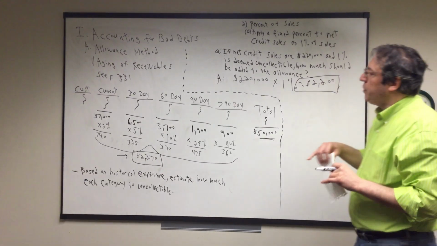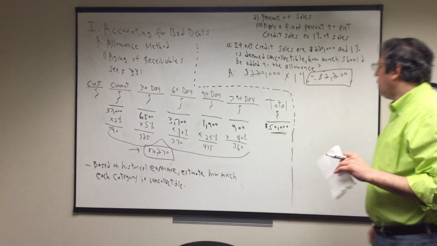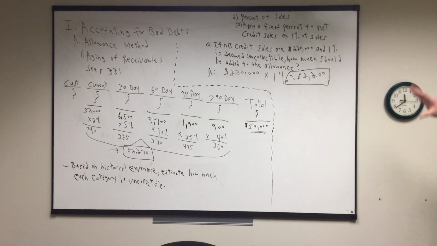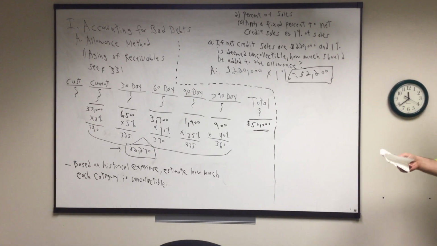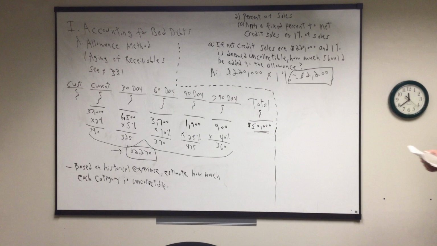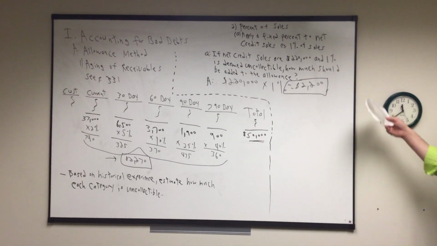And under the aging method, we age the receivables and we determine a balance for the allowance. All right, so those are the two ways to do the allowance method, which is pretty much what all companies do. And in the next video, we'll review this and we'll look at the required journal entries under each method.